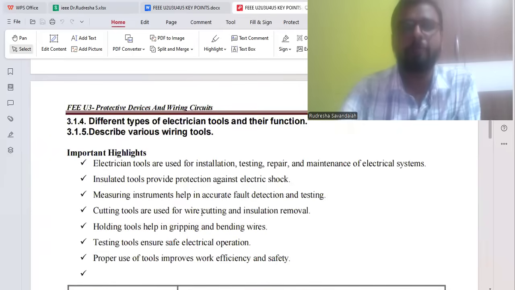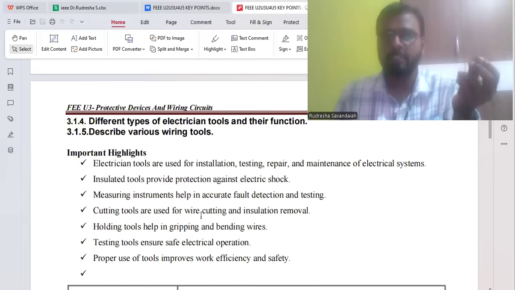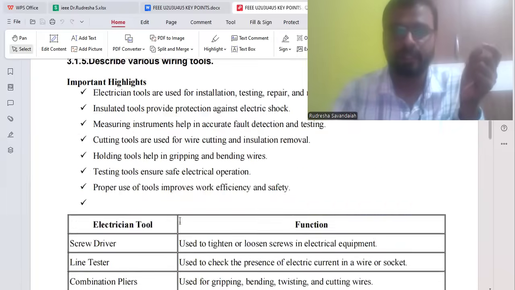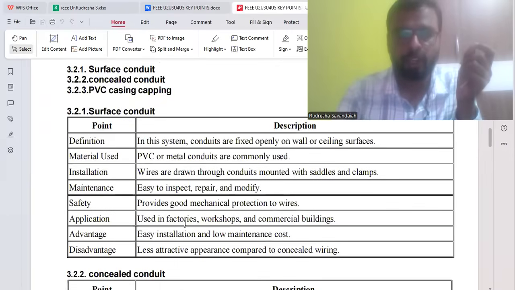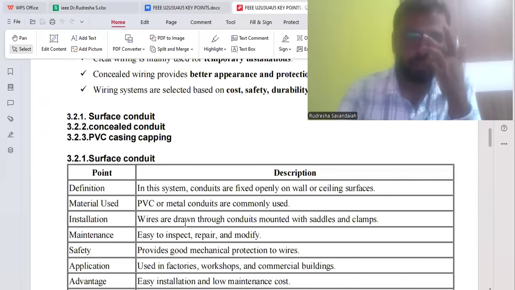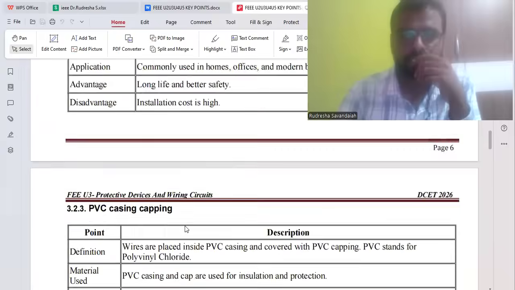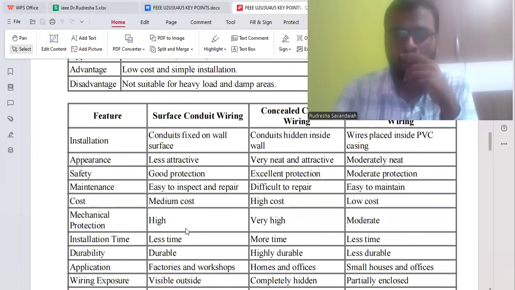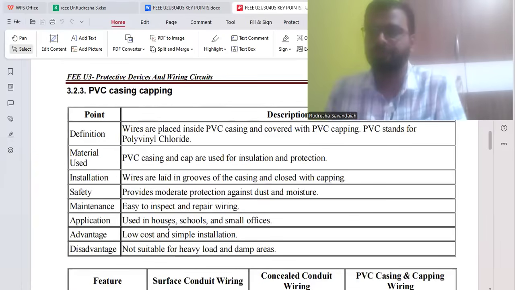See, next I'll be coming to the different types of electrician tools and their functions, and describe the various wiring tools. Okay. Next I am talking about PVC casing capping.